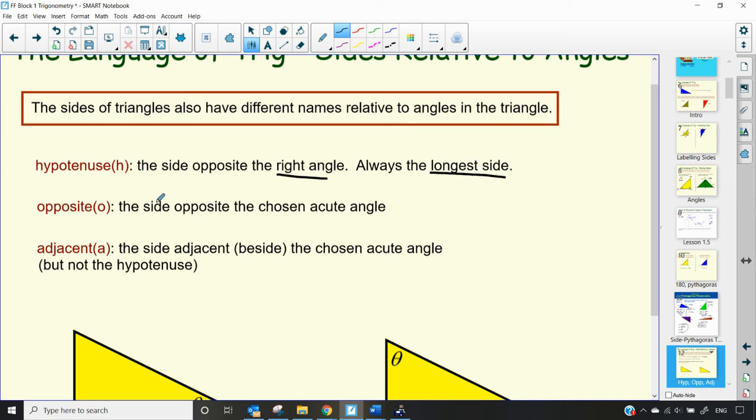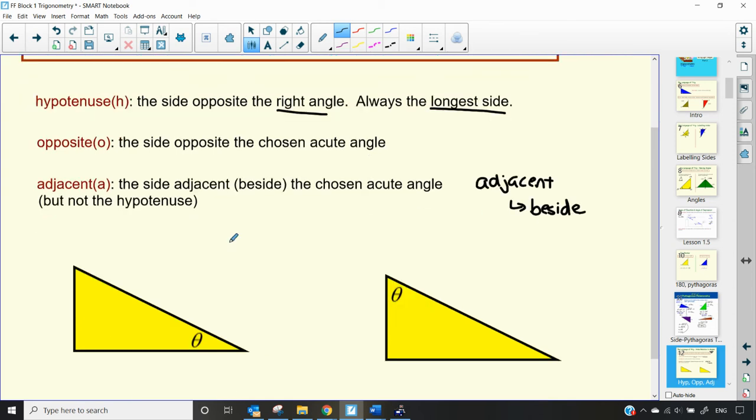Now, opposite is the side opposite the angle that we're working with. And then adjacent is the side beside the angle. So adjacent in English means beside. Now, often when we're working with opposite and adjacent, these get mixed up. And so I'm going to show you some tricks that we can use.